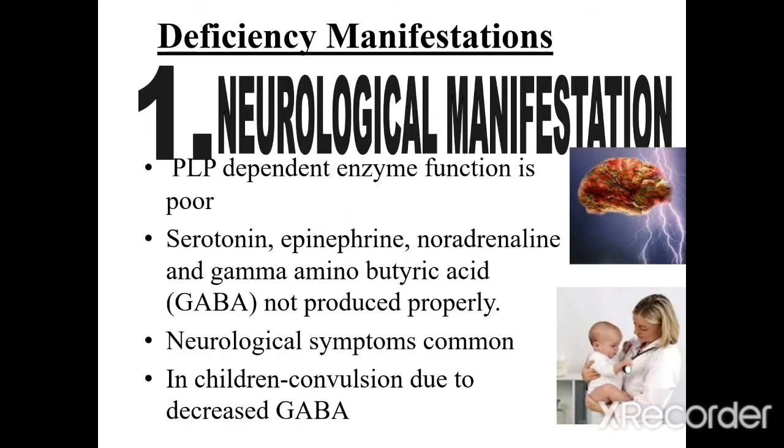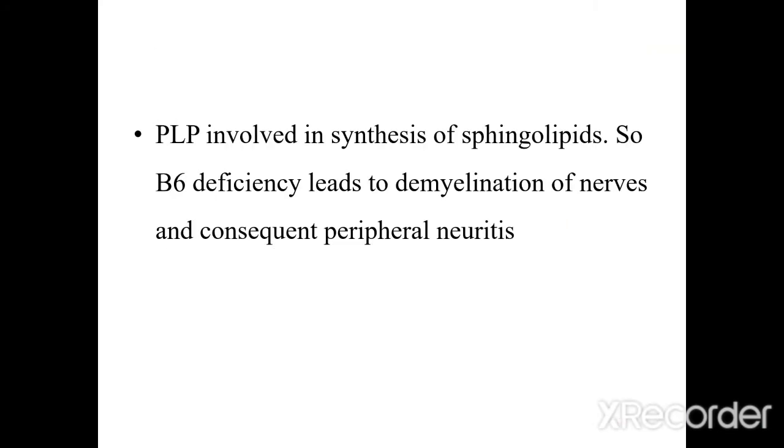Now coming to the deficiency manifestation, the vitamin B6 deficiency can be neurological manifestation, dermatological manifestation and hematological manifestation. Neurological manifestation, here the PLP dependent enzymes function poorly. Serotonin, epinephrine, noradrenaline, GABA, these are neurotransmitters and they are not produced properly. So there will be neurological symptoms. And PLP is also involved in the synthesis of sphingolipids. So the deficiency of B6 will lead to the demyelination of nerve and consequent peripheral neuritis.